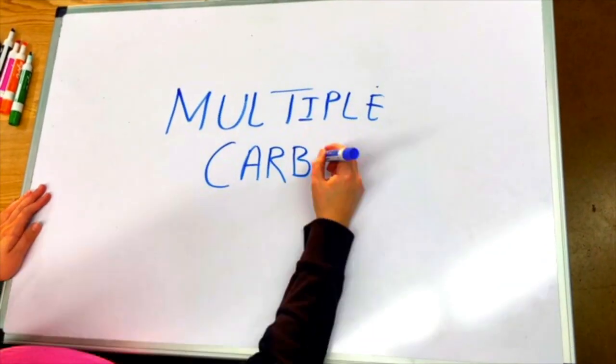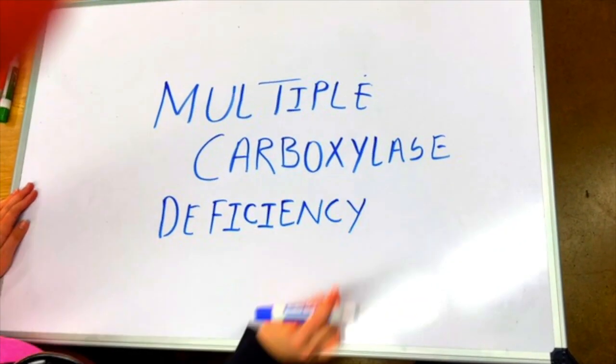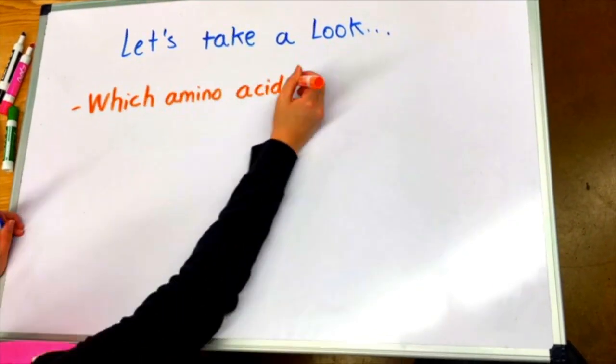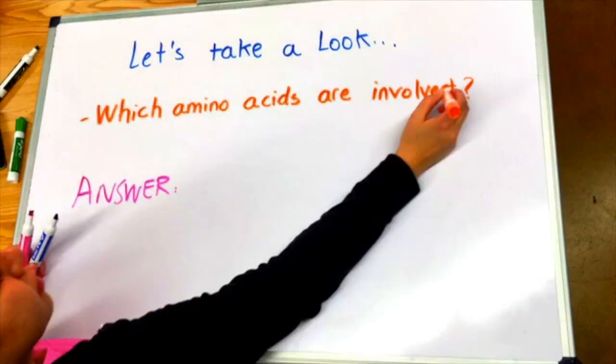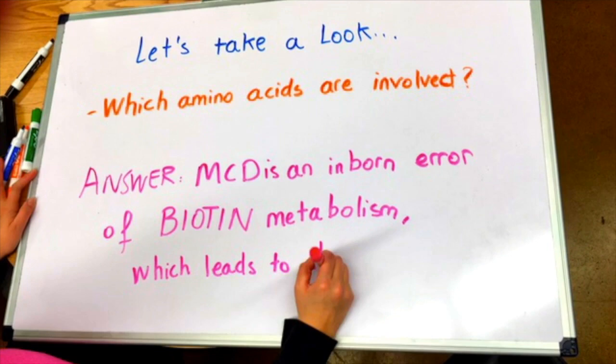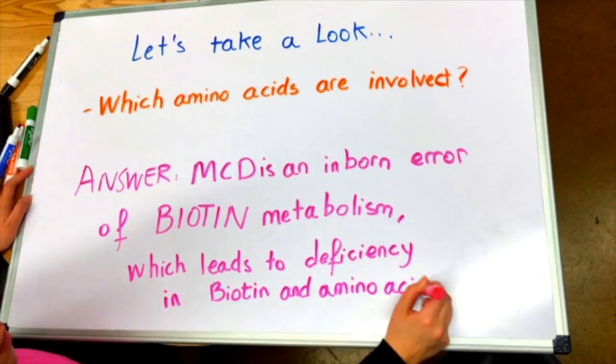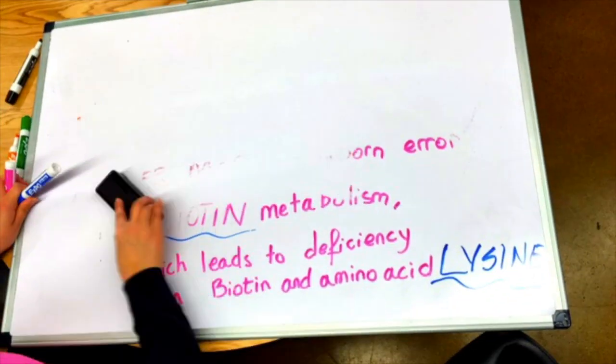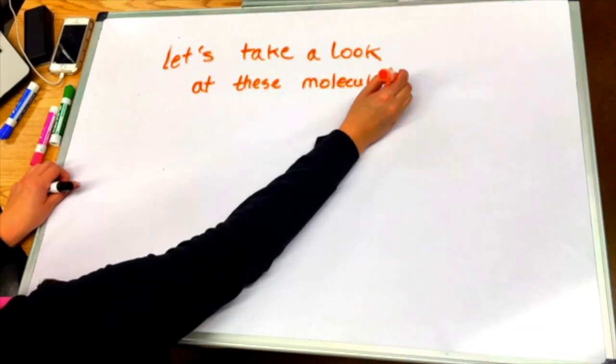Today we're talking about multiple carboxylase deficiency, or MCD for short. Let's take a look. Which amino acids are involved? Answer: MCD is an inborn error of biotin metabolism, which leads to a deficiency in biotin and the amino acid lysine. Let's take a look at these molecules.